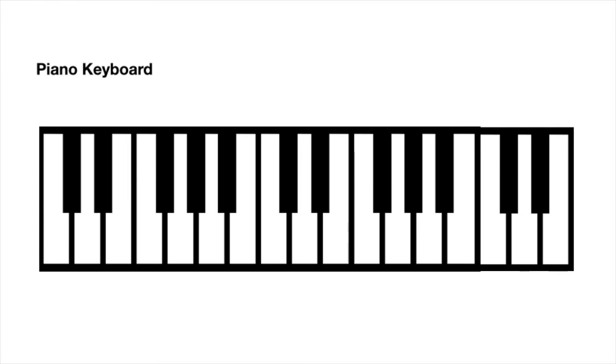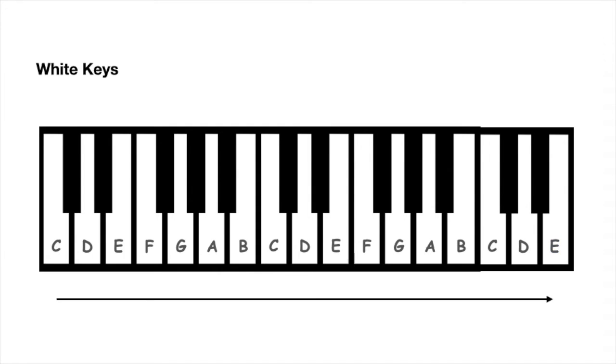Remember the seven musical pitches? You can see that each of the seven pitches corresponds to one of the white keys, and each key represents one pitch. C, D, E, F, G, A, B, C, D, E, F, G, A, B, C, D, E. We can hear that the pitch goes higher as we go to the right.